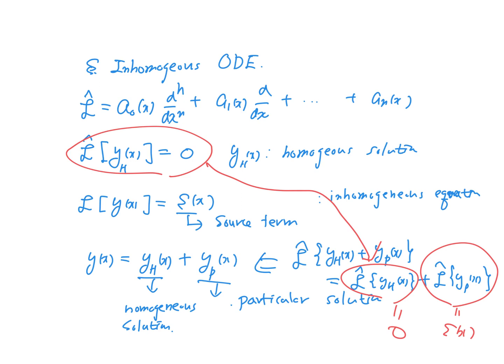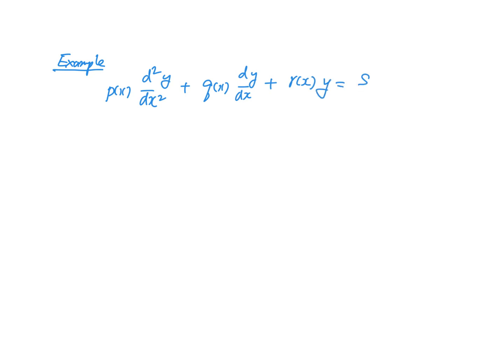So let's consider this particular case, for example. Step 1 is finding the homogeneous part.